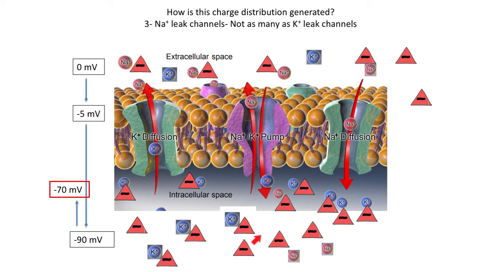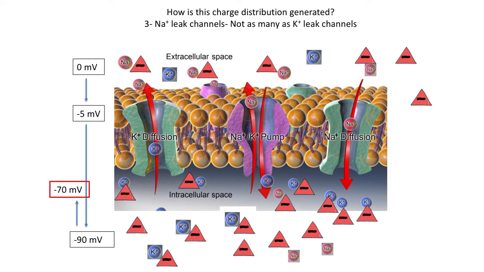At the same time, these negative charges pull the sodium ions inside. And finally, you get to a point where the rate of movement of potassium going out of the cell and the rate of sodium coming into the cell stabilizes. The rates become equal. So that's why the membrane potential stays at minus 70 millivolts. This is the resting membrane potential.